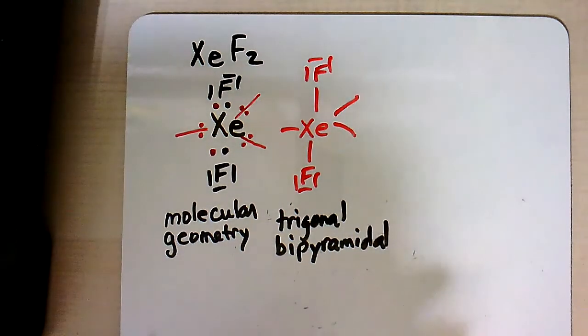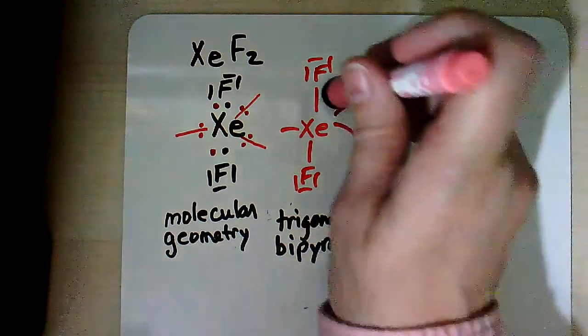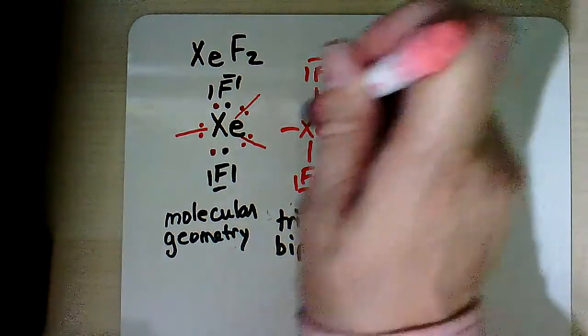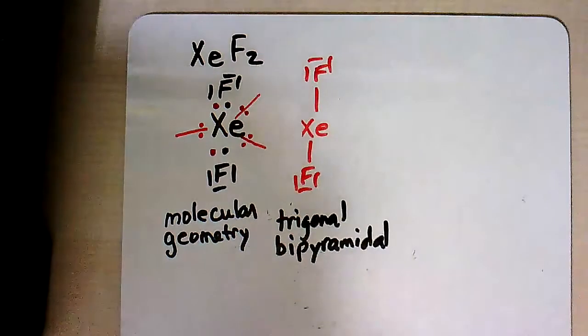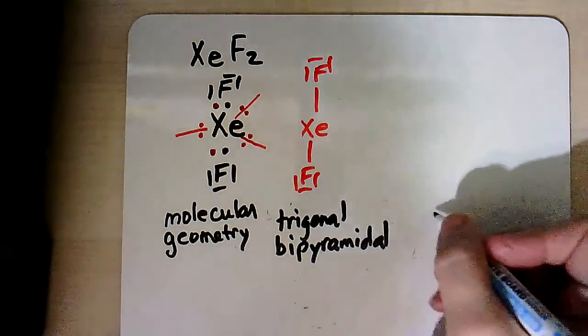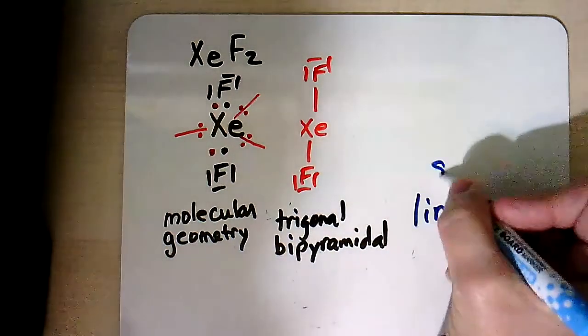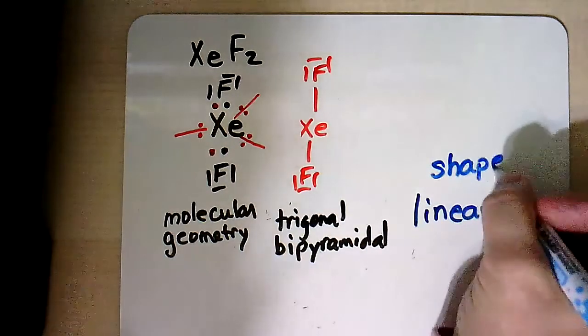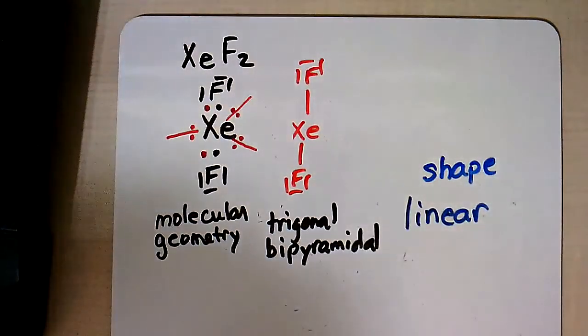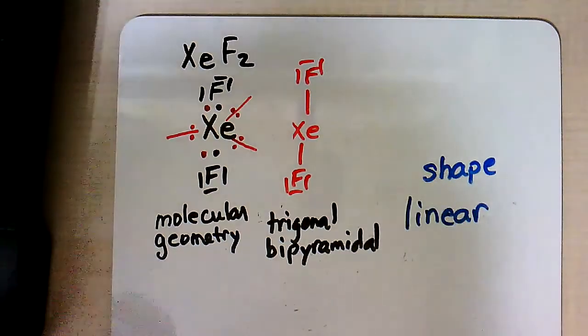Well, again, the lone pairs are not invisible, but when we talk about the shape of the molecule, we look at it without the lone pairs, and what do you see? What I'm looking at is a straight line. And the name of this shape is linear. Linear is the shape. Okay, so there you have it. We're going to stop now.